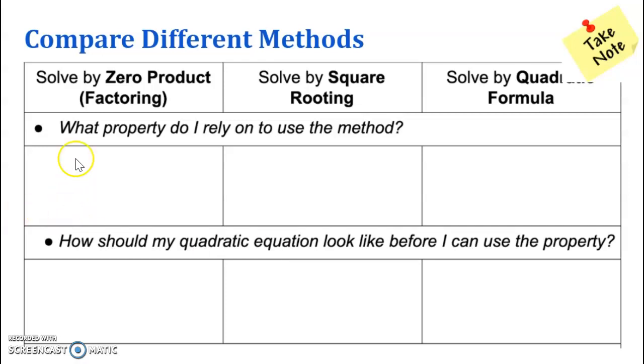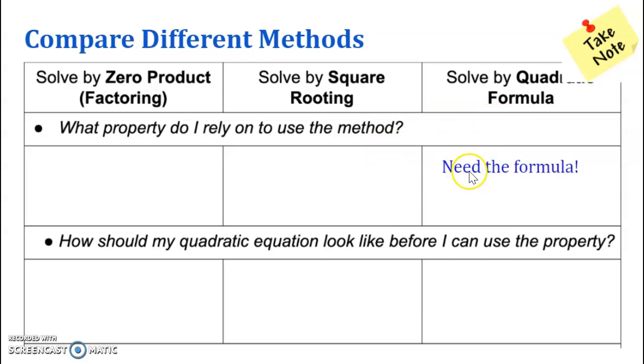We have 3 different methods. Solving by zero product property, that's the factoring method. Solve by square rooting, and solve by quadratic formula. So what property do I rely on to use the method, and how should my quadratic equation look like before I can use the property? Well, what is the property that we use for quadratic formula?